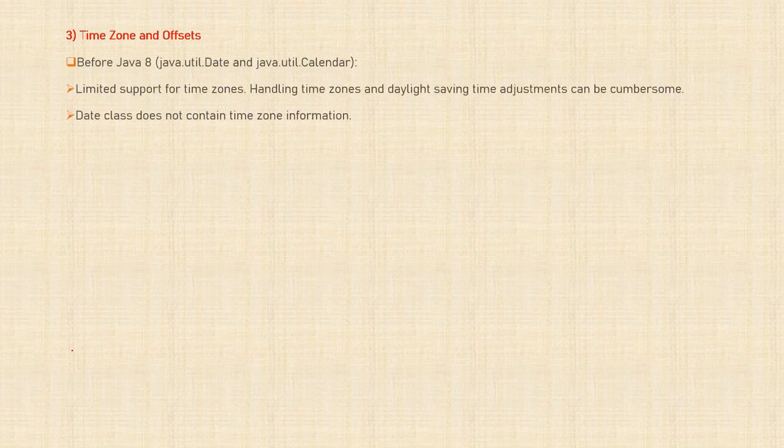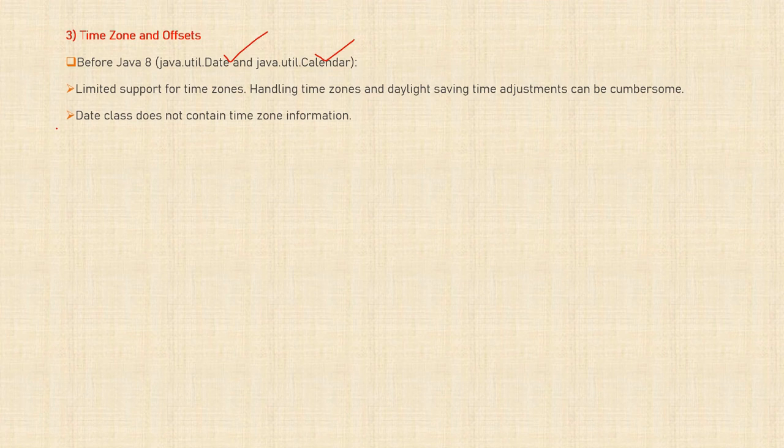Now we are going to compare time zone and offset. Before Java 8, there was limited support for time zones. Before Java 8, we had the Date and Calendar classes to handle date things. With limited support for time zones, handling time zones and daylight saving adjustments can be cumbersome. The Date class does not contain time zone information.